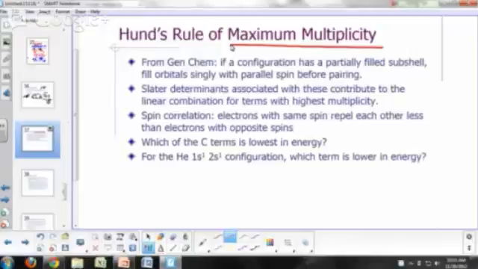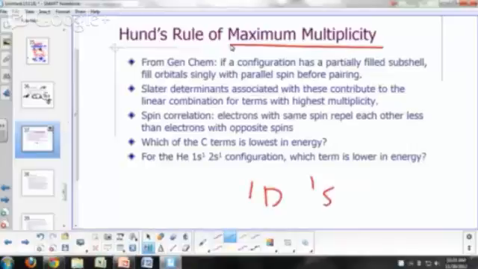Now, the total m sub s you get for that is associated with the term that has the maximum multiplicity. In other words, according to Hund's rule, once you've derived the terms associated with a given configuration, the term that has the highest multiplicity is the one that has the lowest energy. So going back to carbon, what did we find? We had a singlet D, a singlet S, and a triplet P. What is the ground term for the carbon atom then?